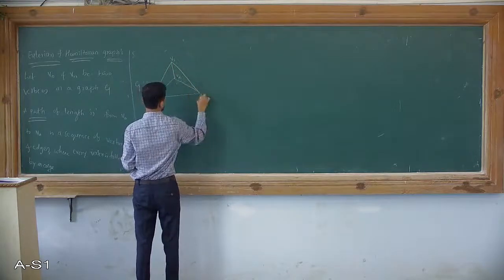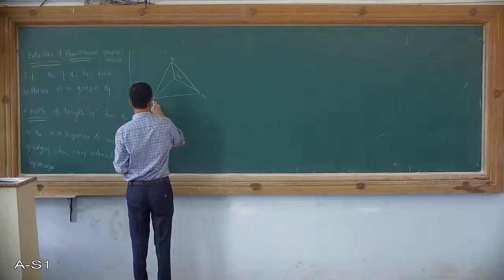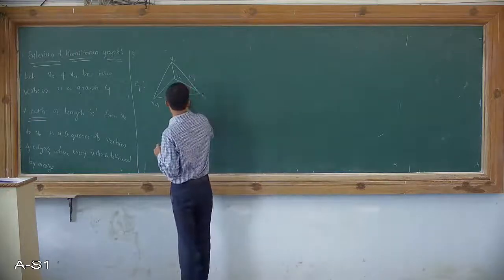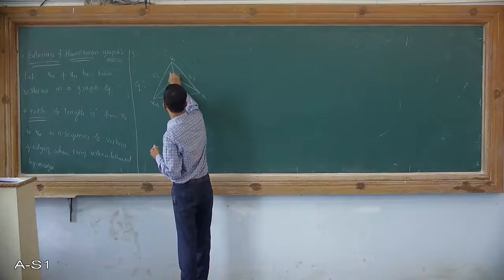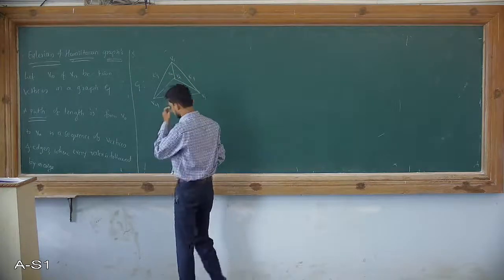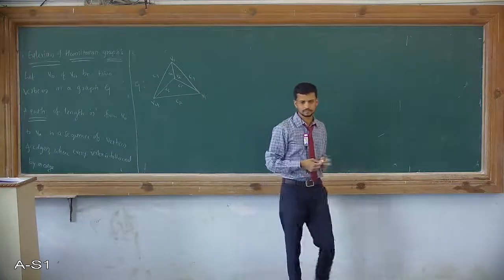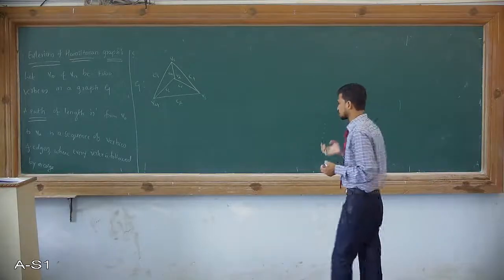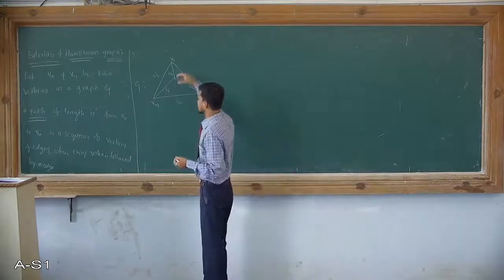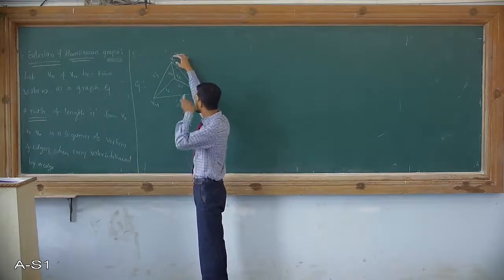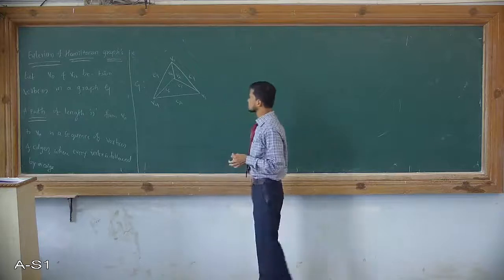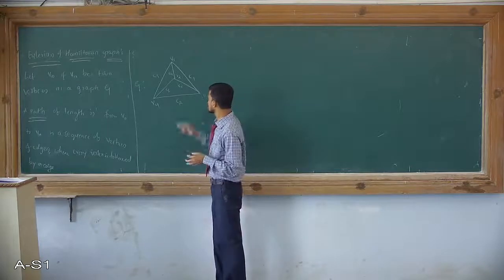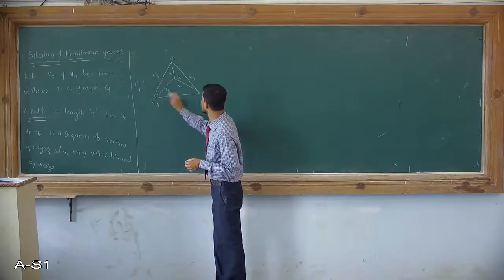V1, V2, V3, V4. So there are 4 vertices. I will name the edges E1, E2, E3, E4, E5 and E6. I will explain what the meaning of path is. It is as good as a salesman problem or a postman problem. Suppose he tries to deliver the post to homes V1, V3 and V4. What path does he have to follow? Here only he has to deliver a post.